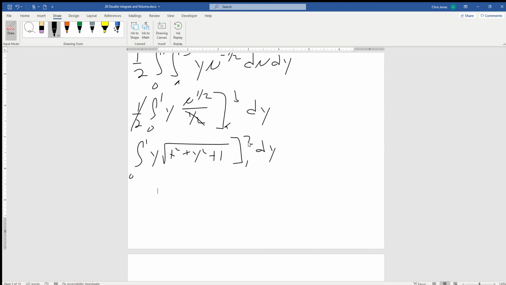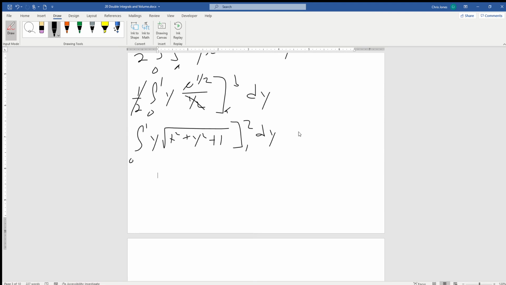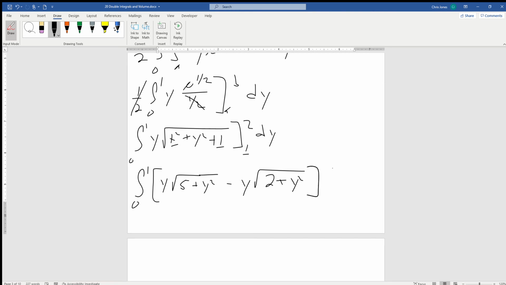When we substitute 2 in, we get 2 squared plus 1. That's going to be 5. So our new integral is ultimately going to become y times the square root of, when we substitute the 2 in, 2 squared plus 1, which is 5, plus y squared. And when we substitute the 1 in for x, that's going to give us 1 squared, which is 1, plus the 1 that's in the radical, so that's going to be 2 plus y squared, dy.